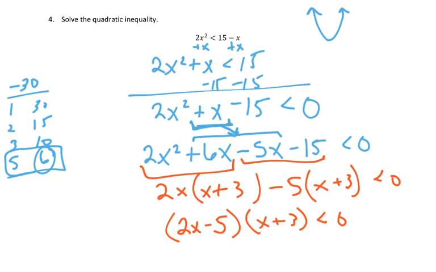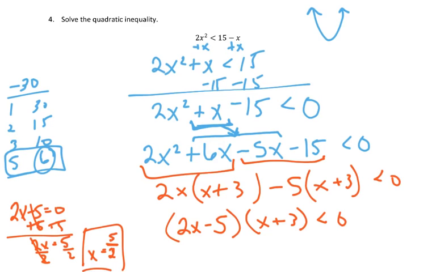So now I'm going to use that to solve for my intercepts. We have 2x minus 5 equals 0. Add 5 to both sides, so 2x equals 5. Divide by 2 on both sides. We get that x equals 5 halves. You could do the division and get 2.5, but I'm just going to leave it as 5 halves. We're going to do the same thing with x plus 3. Set that equal to 0, subtract 3 from both sides, and we get that x equals negative 3. So these are our intercepts.